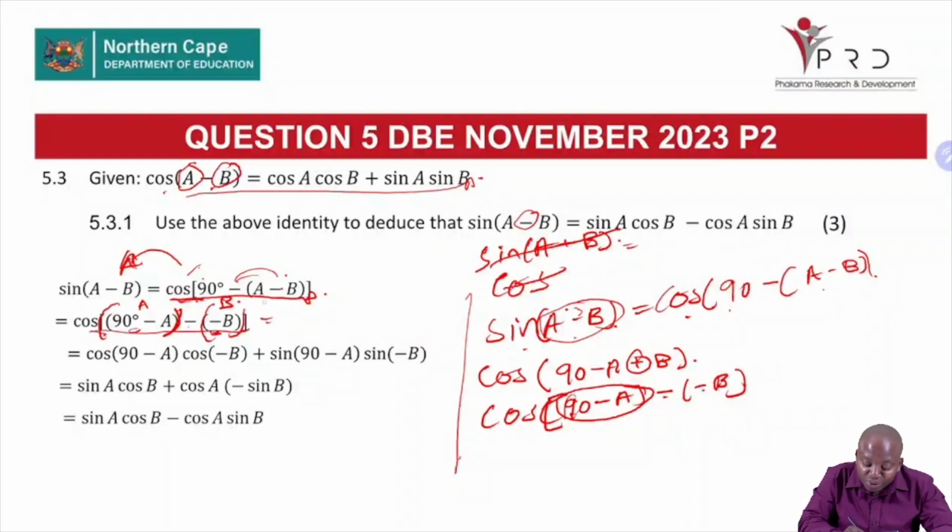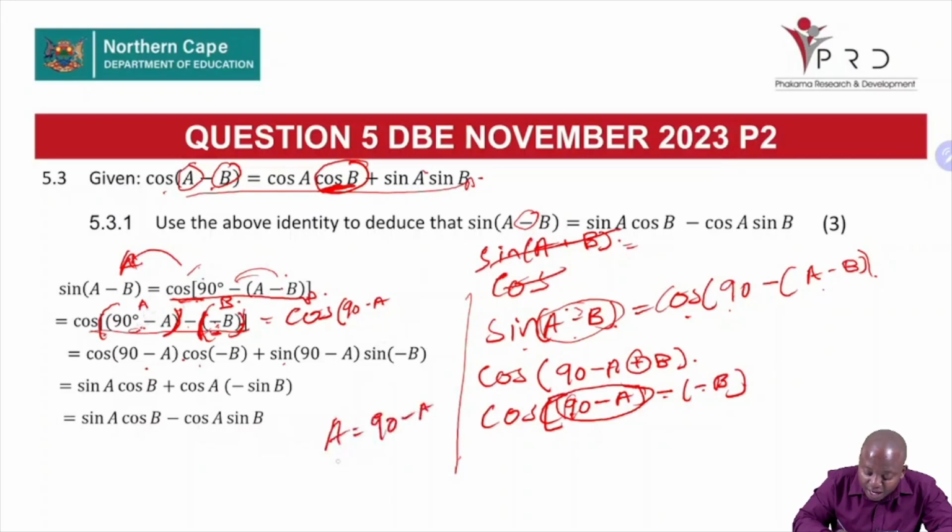So this is my a, this is my b. Thereafter, it equals, remember, cos a. What is a? A is 90 minus a in this case, which is what I have there. Multiplied by cos b. What is b? It becomes negative b, because our b in our equation here is negative b. Then we proceed, plus the sine. We have sine a. Remember our angle a. This is important. Our angle a is 90 minus a. Our angle b is negative b. So that's what we have in that case.